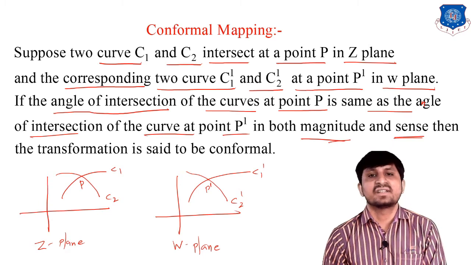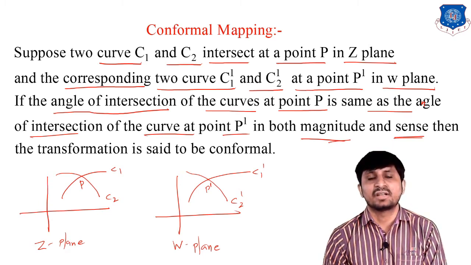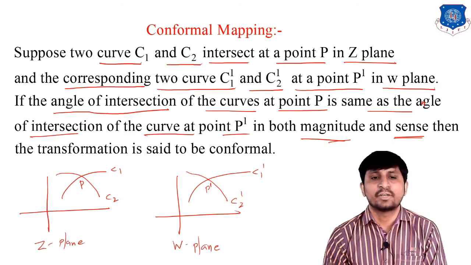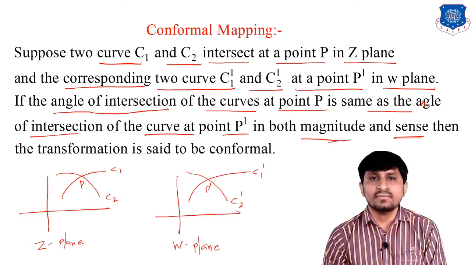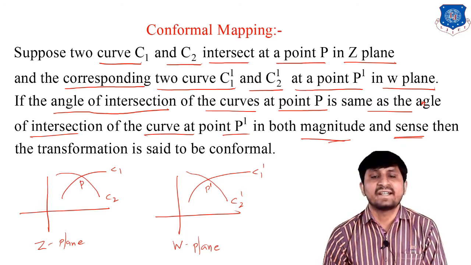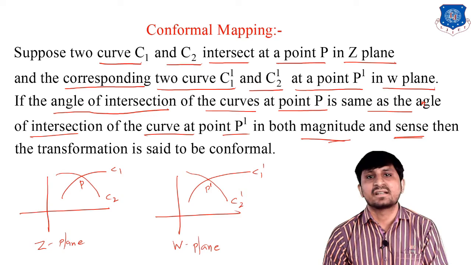So this is just our first simple definition of conformal mapping. If you understand it properly, this is an important definition from the exam point of view. If there are two curves C1 and C2 intersecting at point P, and corresponding to them two curves C1 dash and C2 dash intersecting at point P dash in W plane, and if the angle is preserved in magnitude and sense, then we can say that the mapping is conformal. But using the definition, it is quite difficult to find out whether a mapping is conformal or not.